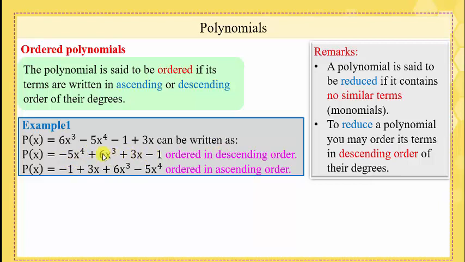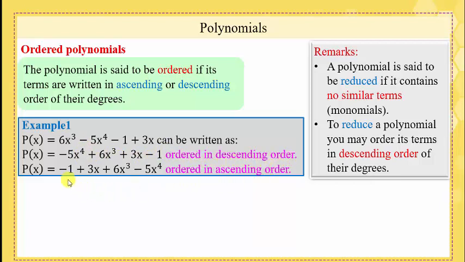Pay attention. We arrange it from the greatest degree to the smallest degree. The degrees are 4, 3, 1, and 0. So we arrange from the greatest to the smallest. It is ordered in descending order.